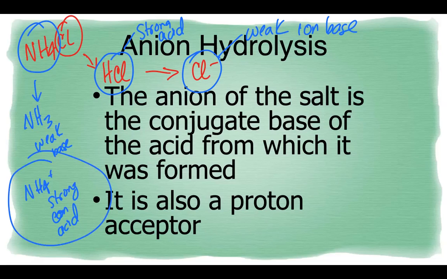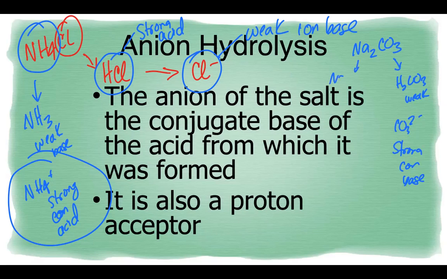If, however, you have sodium carbonate, I think was the other example. So looking at the acid and base that these ions were formed from, CO3 comes from carbonic acid, which is weak, which means CO3 is a strong conjugate base. The sodium comes from sodium hydroxide, which is strong, which means the sodium is a weak conjugate acid.